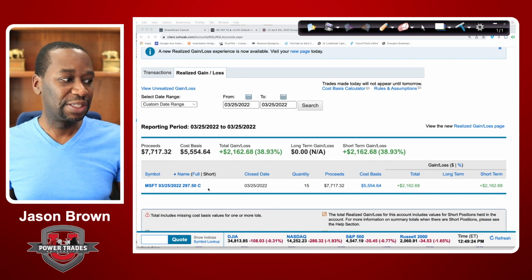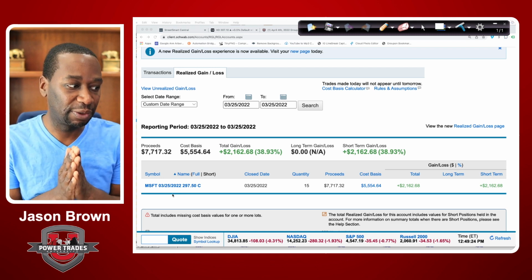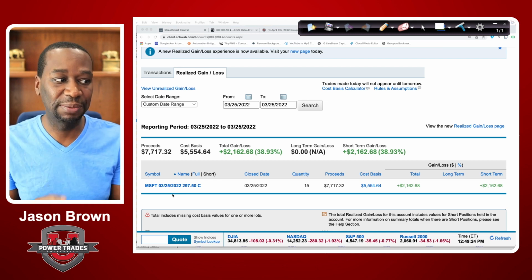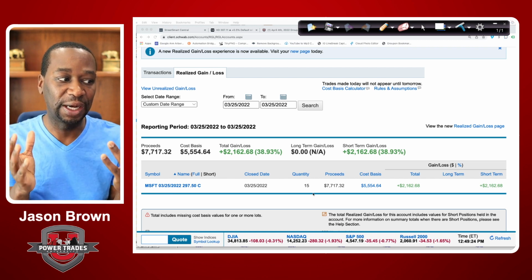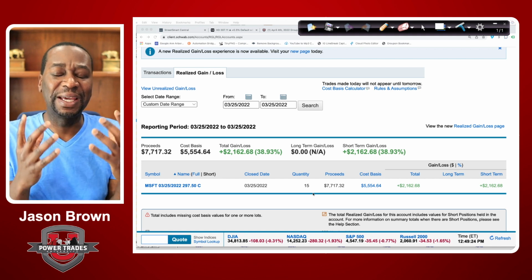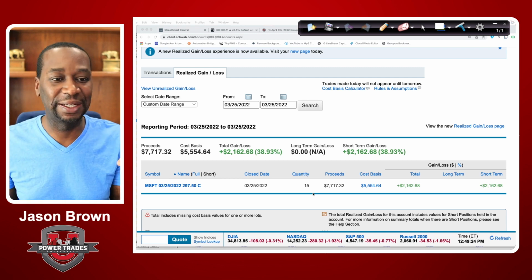All right. And you can see down here, this was the Microsoft call option that we purchased, the March 25th, 2022, 297.50 strike price call option. And we purchased 15 contracts, 15 call options for that day. Now, let's take a look at the Microsoft chart. Let's take a look at the stock and let's break down the entire analysis and how we were able to make this happen.